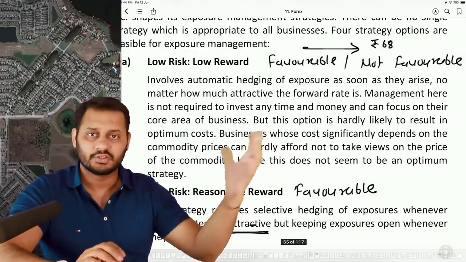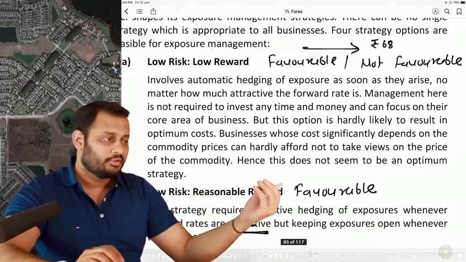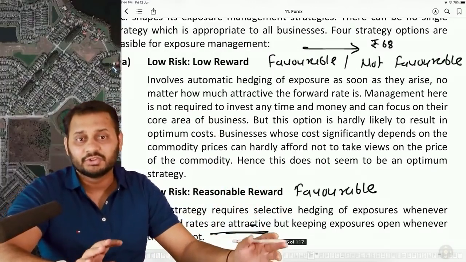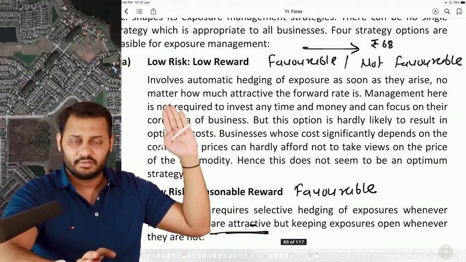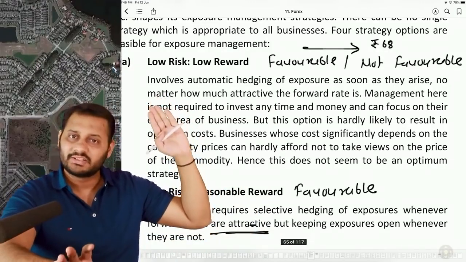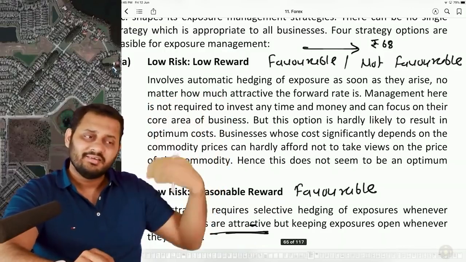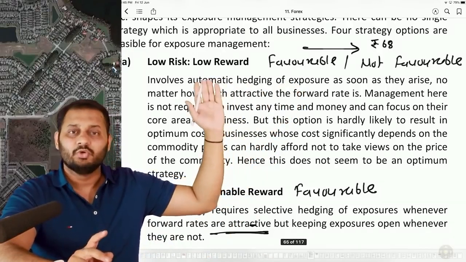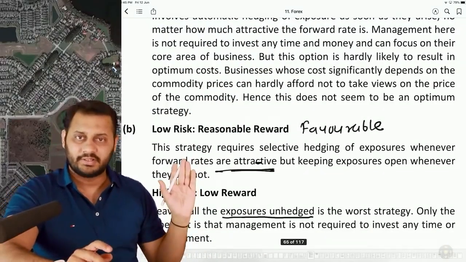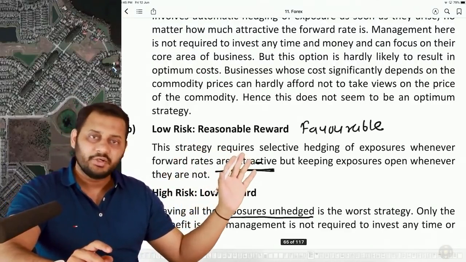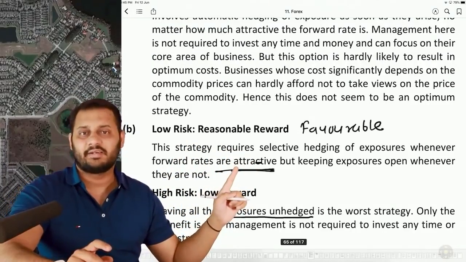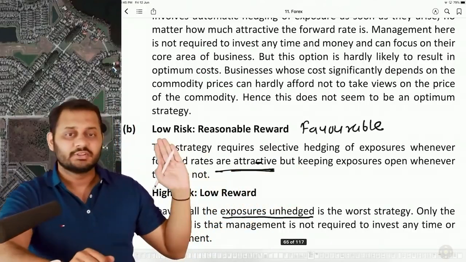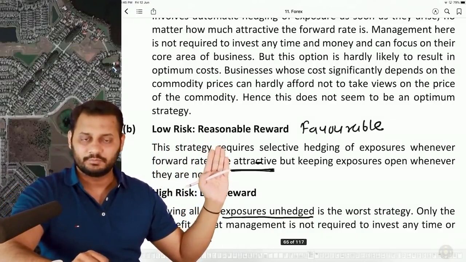Let's say today you sold some goods to the customer. You will not even wait for a day and you will take a forward contract for that in order to hedge. So that means you are too conservative and you are not thinking about it. So this is low risk, but you are dealing in forward contract even if the rates are unfavorable. That means low reward. Here the situation is better. Here you only enter into a forward contract when the rates are attractive and you keep the position open when the rates are unfavorable. So this is low risk but reasonable reward.